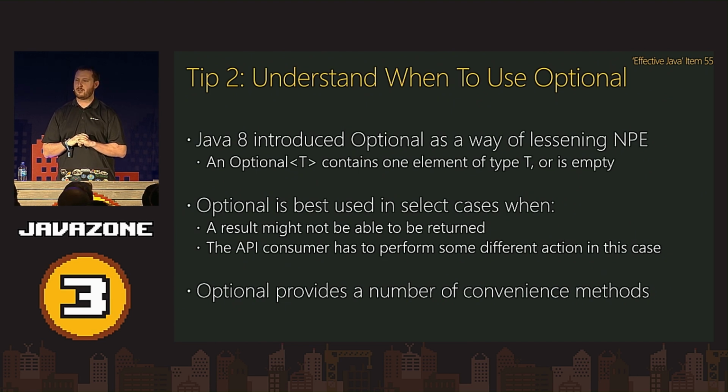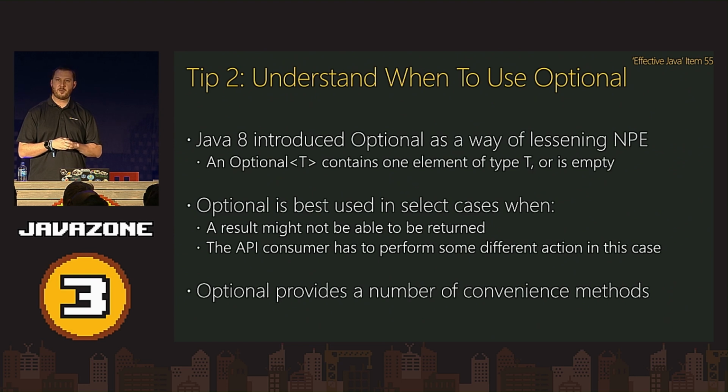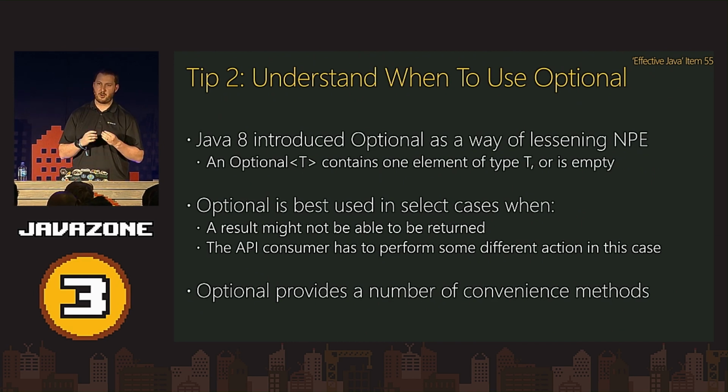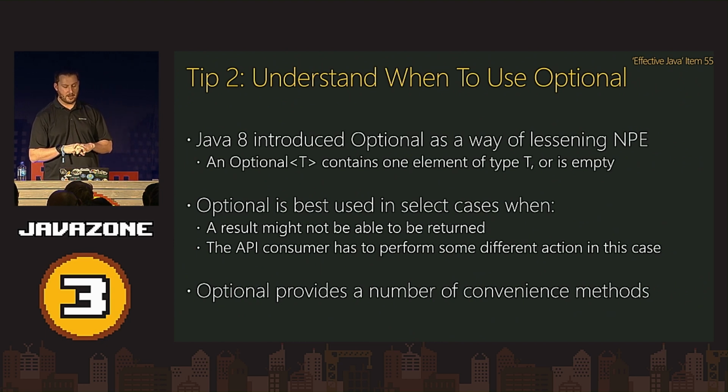For those of you not familiar with Optional, it's basically an object-oriented way of trying to avoid null pointer exceptions. You can think of it as a container that you return from a method, and that method then guarantees that it's going to return a non-null Optional. And that container can contain one element or no elements. If it's got no elements, it's considered to be empty. If it's got one element, it's considered to have something present within it. Optional has a generic type T that specifies the element that's going to be in there. It's best used in a select case, and that's really where something might be returned or it might not be returned. And if it isn't returned, the user of your API has to do something about it. They have to do some different action. And Optional has all these convenience methods.